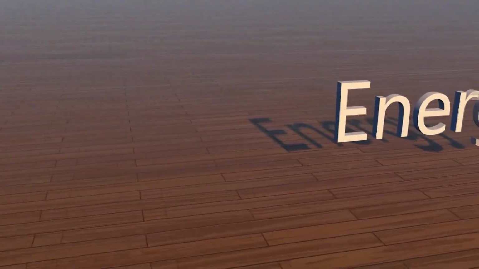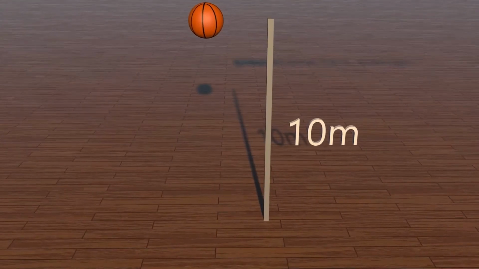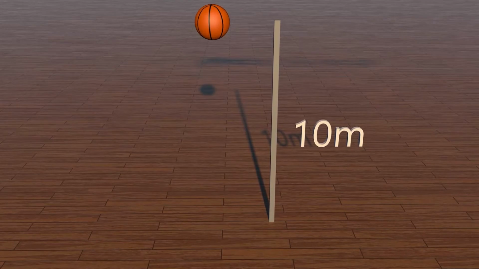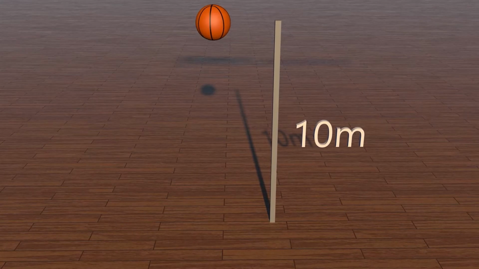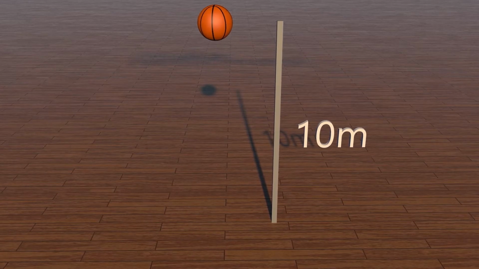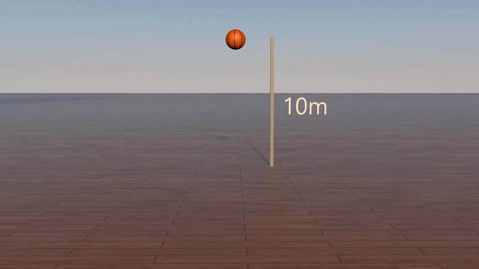Take this ball for example. It has a mass m and it is 10 meters above the ground. This ball has no kinetic store. This is because it is motionless, and an object only has kinetic store when it is moving. However, it does have gravitational potential store. We can think about this as it has the potential to move if the ball were to be dropped.